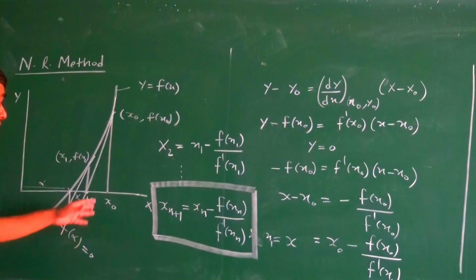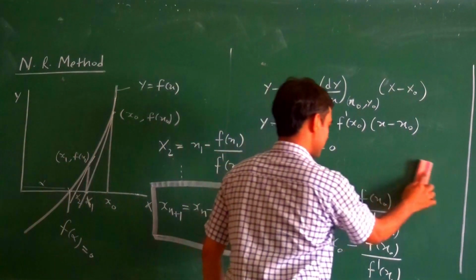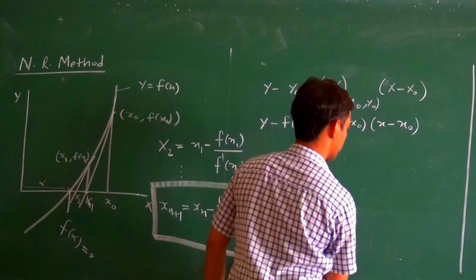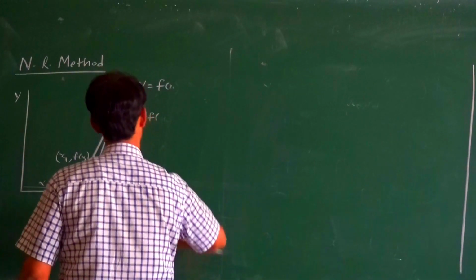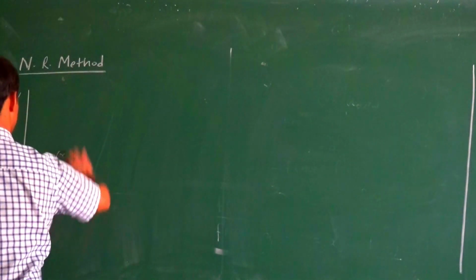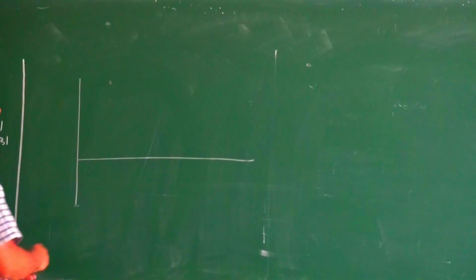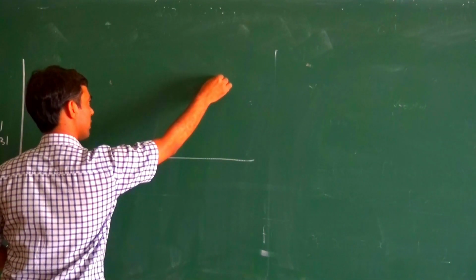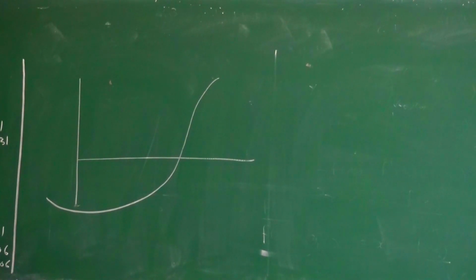Now, how do we choose the value of x0? Suppose we choose any random value of x0, then what are the possibilities? So here, graphically, we try to examine what the possibilities are if we choose any value randomly for x0. Suppose the nature of the function is like this.